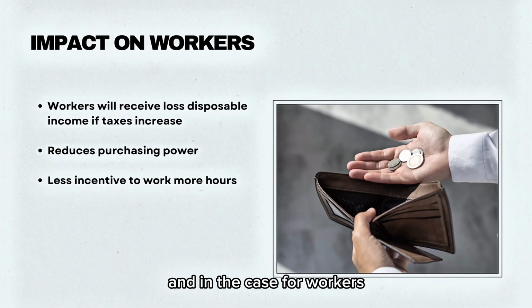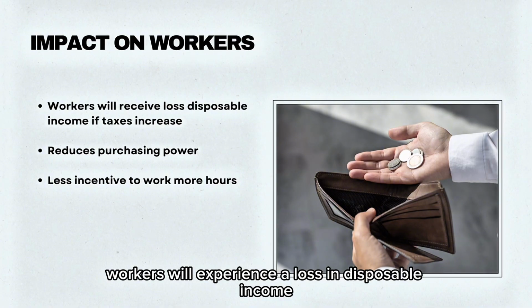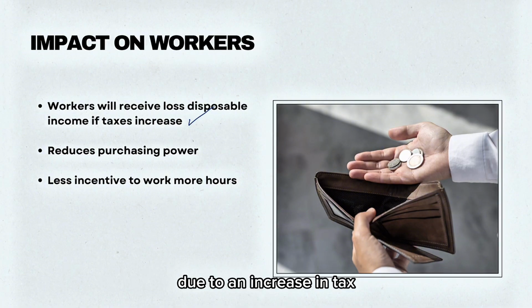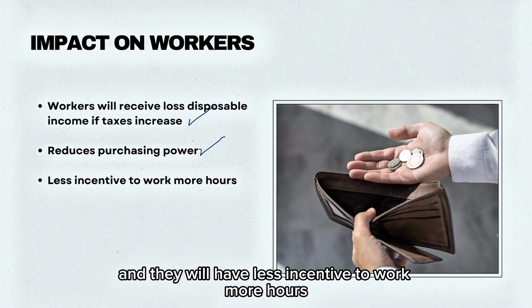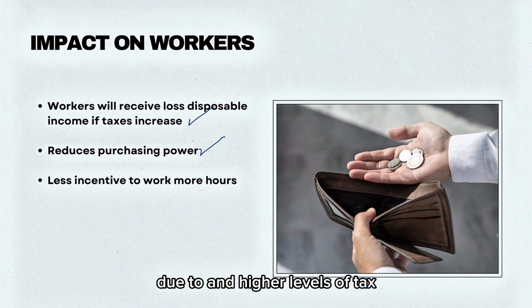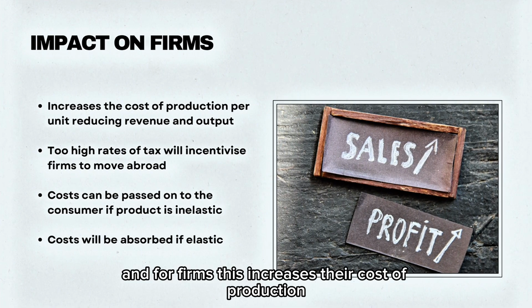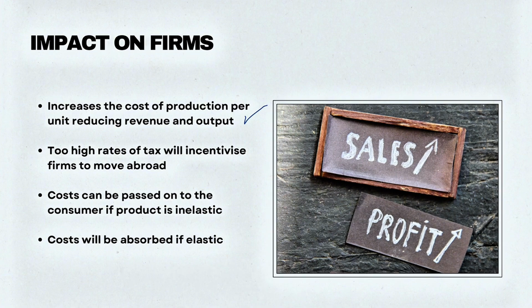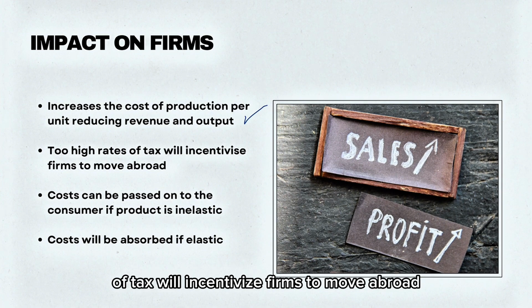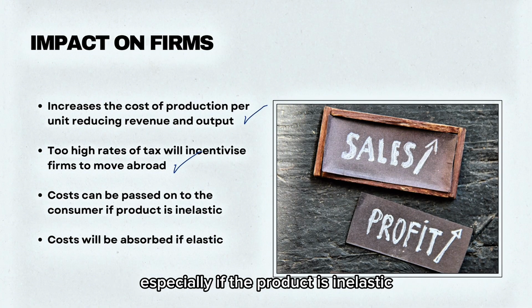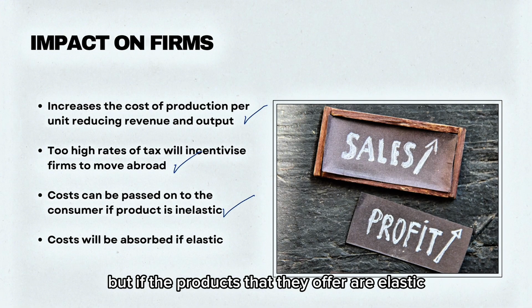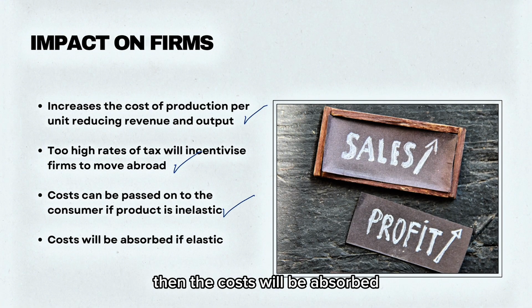In the case of workers, they will experience a loss in disposable income due to an increase in tax. This reduces their purchasing power, and they will have less incentive to work more hours due to higher levels of tax. And for firms, this increases their cost of production, as too high rates of tax will incentivize firms to move abroad. Costs can be passed down to the consumers, especially if the product is inelastic. But if the products that they offer are elastic, then the costs will be absorbed.